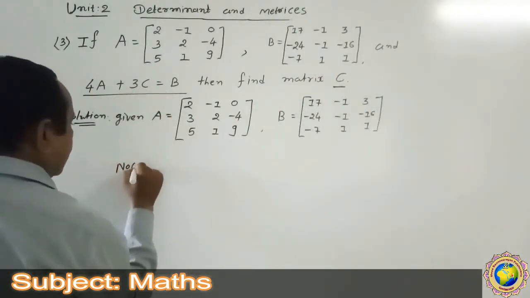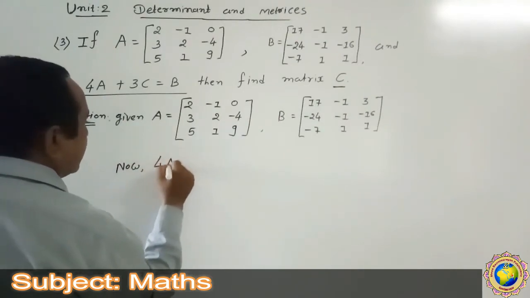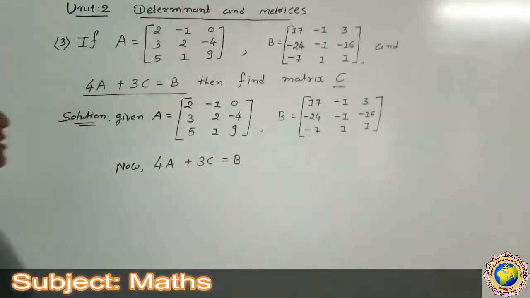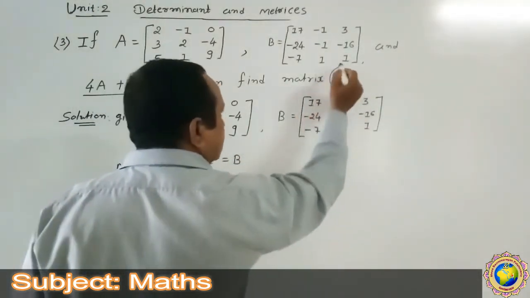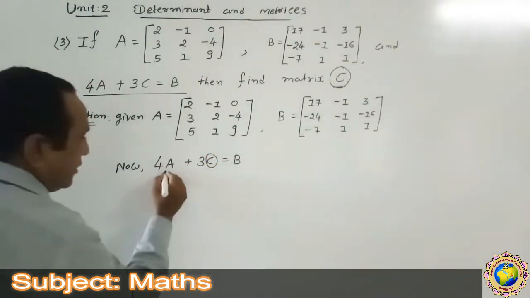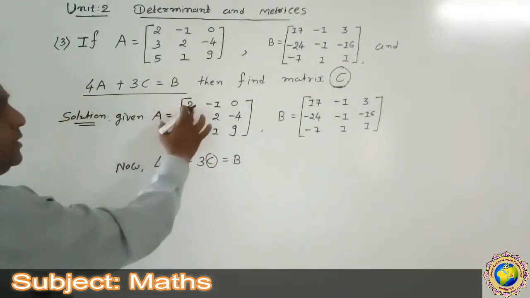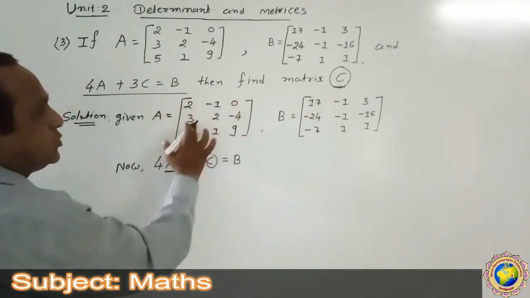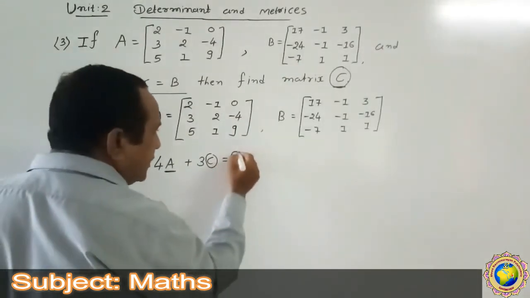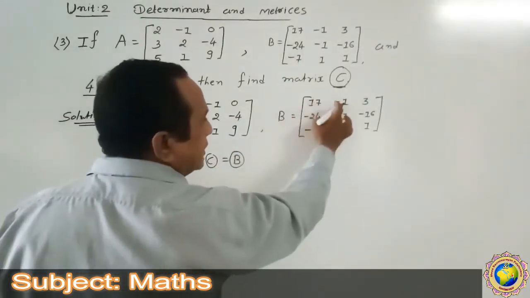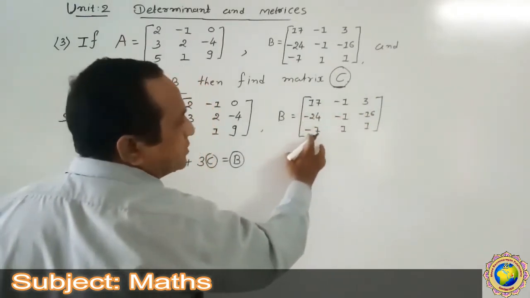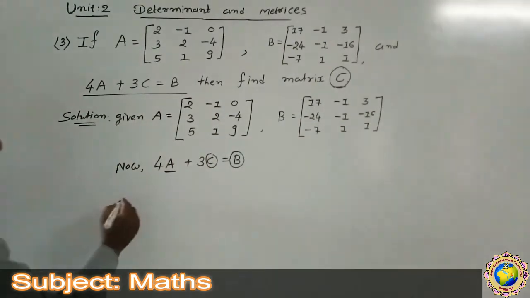B. Now 4A plus 3C is equal to B. Find matrix C, that is, the value of C needs to be found. Now given value of A, the matrix 2, minus 1, 0, 3, 2, minus 4, 5, 1 and 9. Similarly value of B, 17, minus 1, 3, minus 24, minus 1, minus 16, minus 7, 1 and 1. So put the value.